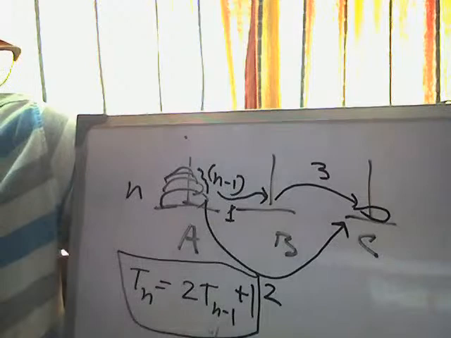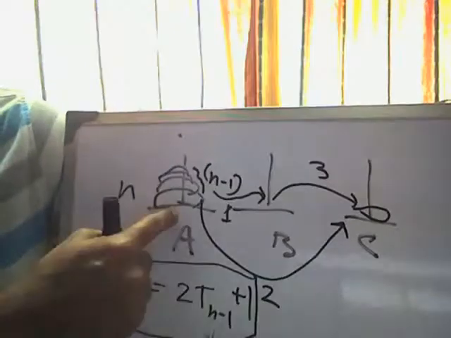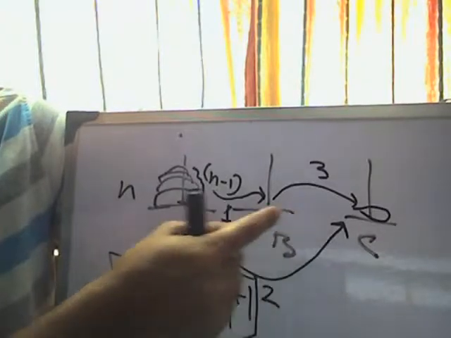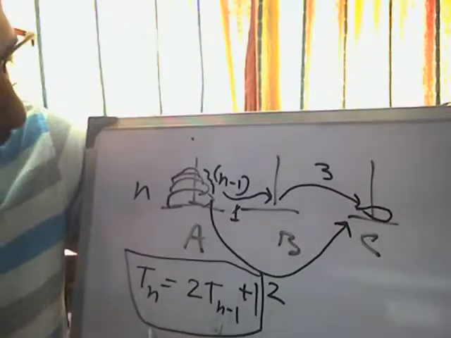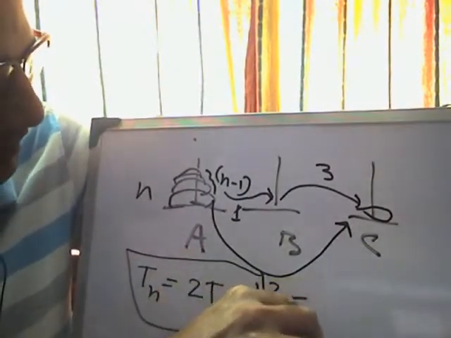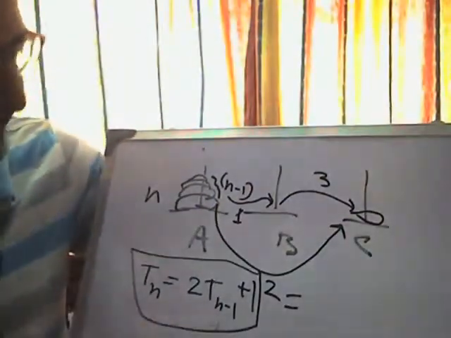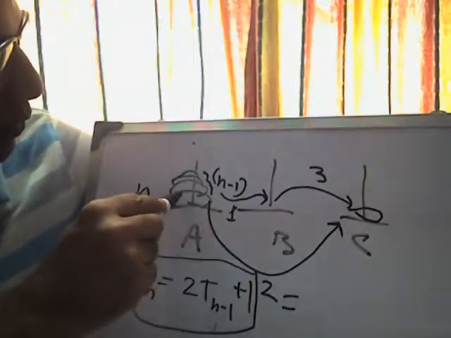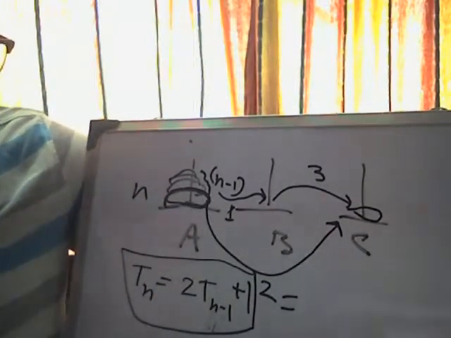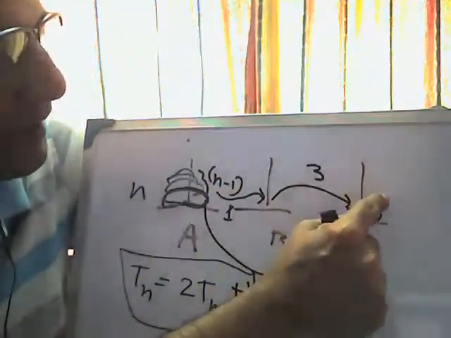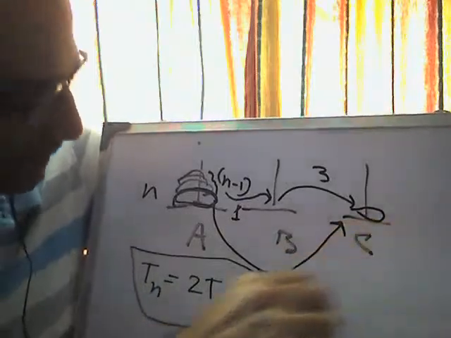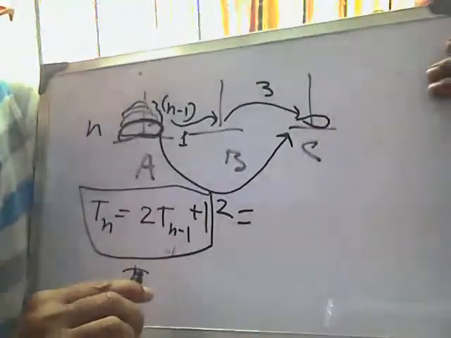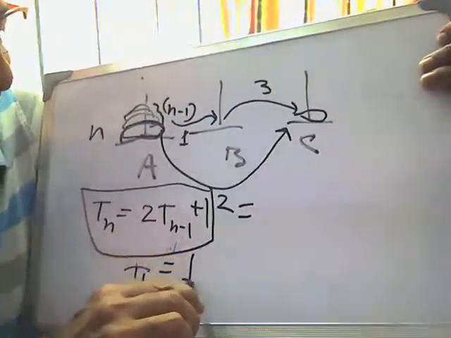So for shifting n disks, how many computations will be needed? That is twice T n minus 1 plus 1. Now using this, you just do the substitution. Can you tell me, if there is only one disk, what is the time needed for shifting from A to C? That is only one, because that one disk can be shifted directly. So this is the only base value, and no B peg will be needed. So T 1 is equal to 1, right?